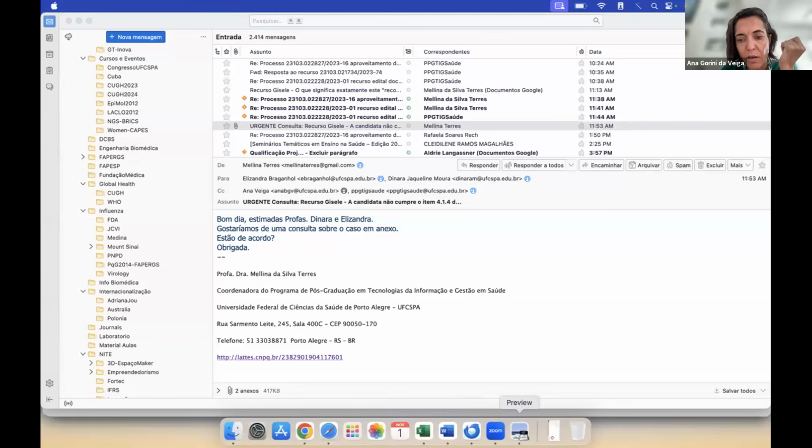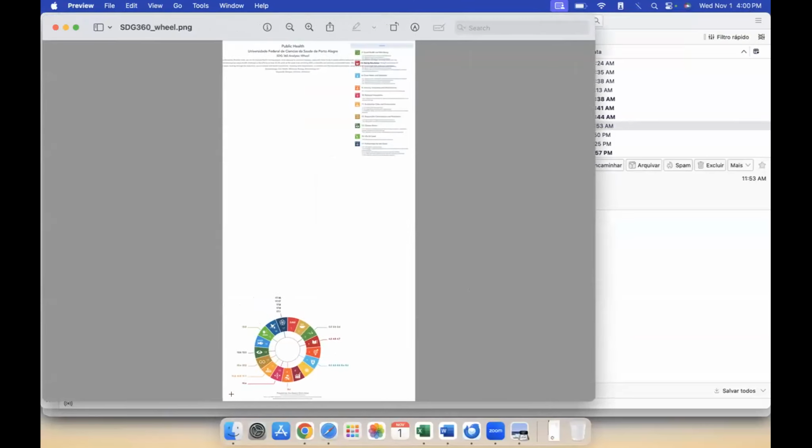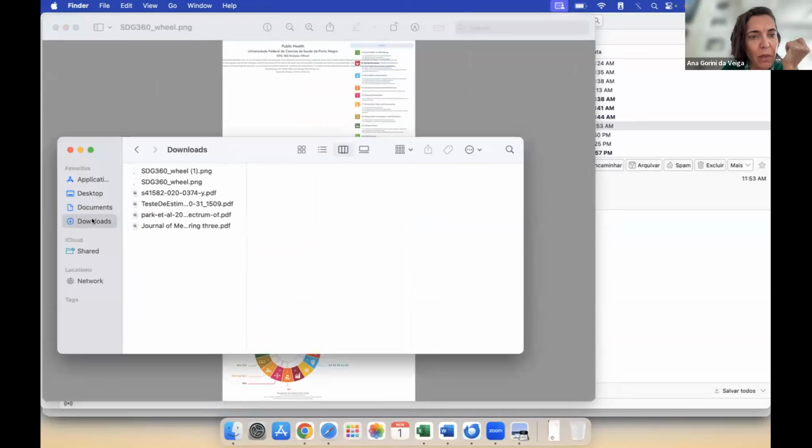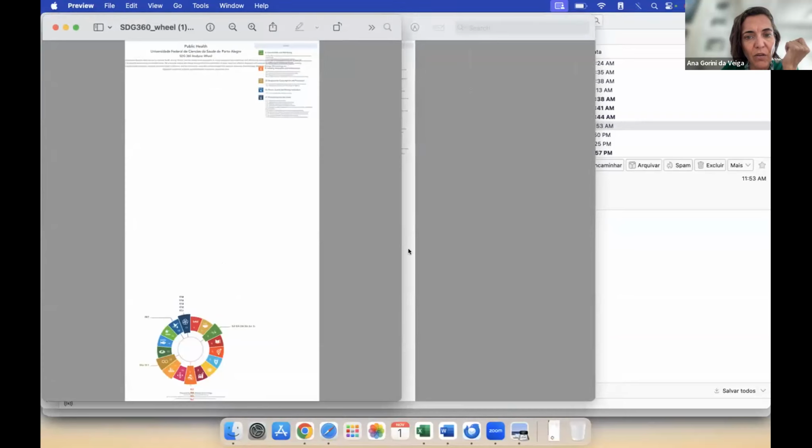Sure. So as I wrote there, I did 2 wheels. One with the challenge that I mentioned before about the dengue, and the other one about respiratory viral infection. So let me see here. I'm going to share my desktop and open my wheel. Oh, good. It worked. So this is one of them, and this is the other one.